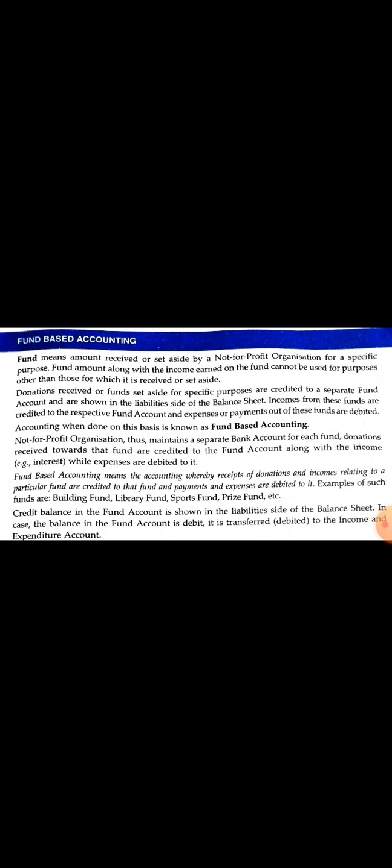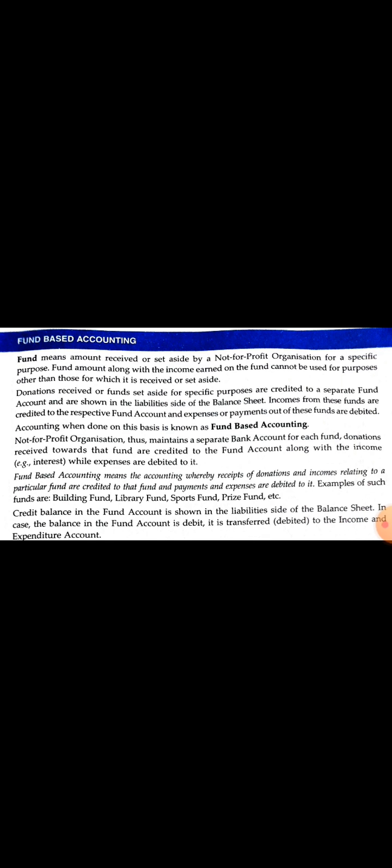Funds-based accounting. Funds means amount received or set aside by a not-for-profit organization for a specific purpose. Funds amounts along with the income earned on the funds cannot be used for any purpose other than those for which they are received or set aside. Donations received or funds set aside for specific purposes are credited to a specific or separate funds account and are shown in the liability side of the balance sheet.